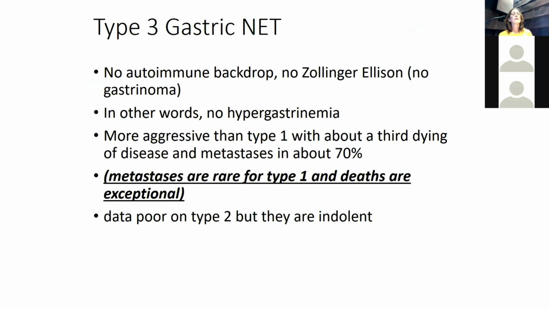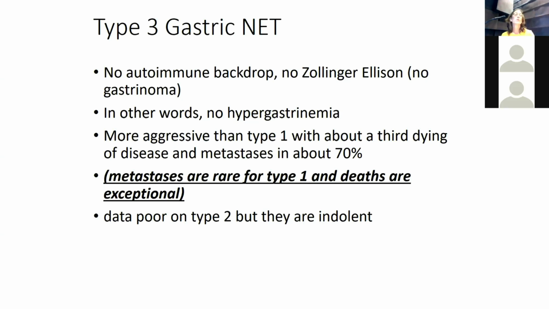Okay, so that's the so-called type 2 carcinoid. Remember, we're in Zollinger-Ellison, there's hypergastrinemia, and then you get a little stomach nodule. Then there's the type 3 neuroendocrine tumor of the stomach. So there's no autoimmune gastritis, no gastrinoma. So in other words, no hypergastrinemia. And these are the bad dudes. The first two are not bad dudes.